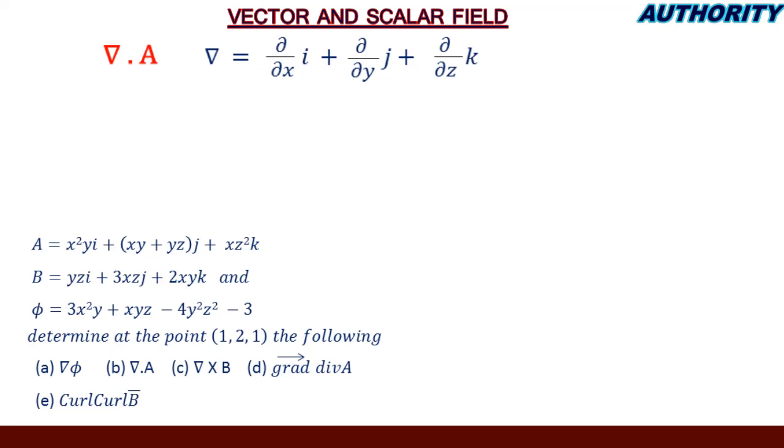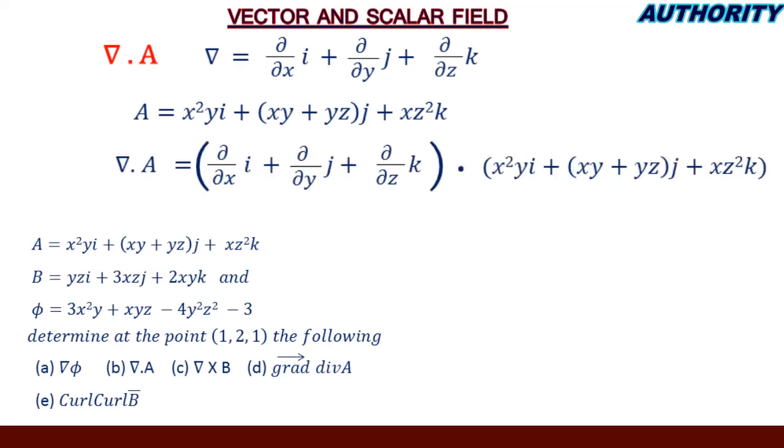In this case, we have A equal to x squared y i plus (xy plus yz) j plus xz squared k. We have this operator dot the A, which simply means the divergence of A. We have defined the operator and we have defined our A.